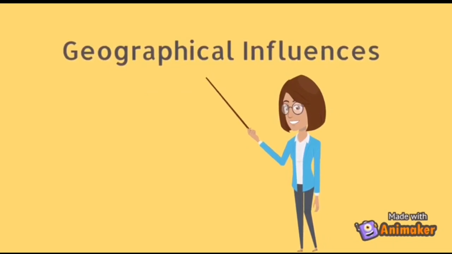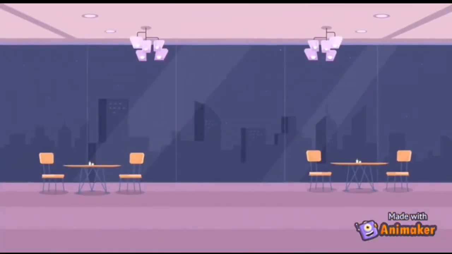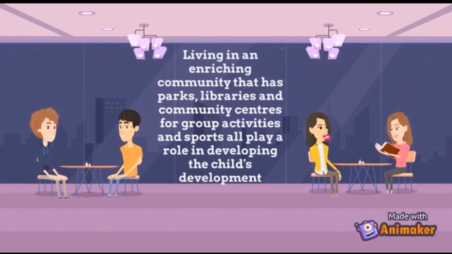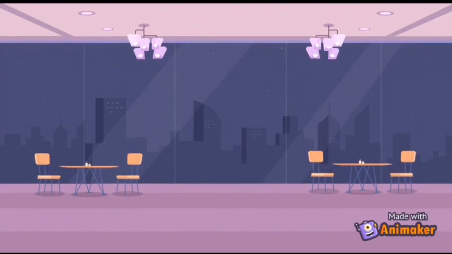Then we continue to the next factor, which is geographical influence. Geographical influence is where we live, which also has a great influence on how our children turn out to be. Living in an enriching community that has parks, libraries, and community centers for group activities and sports all play a role in the child's development.